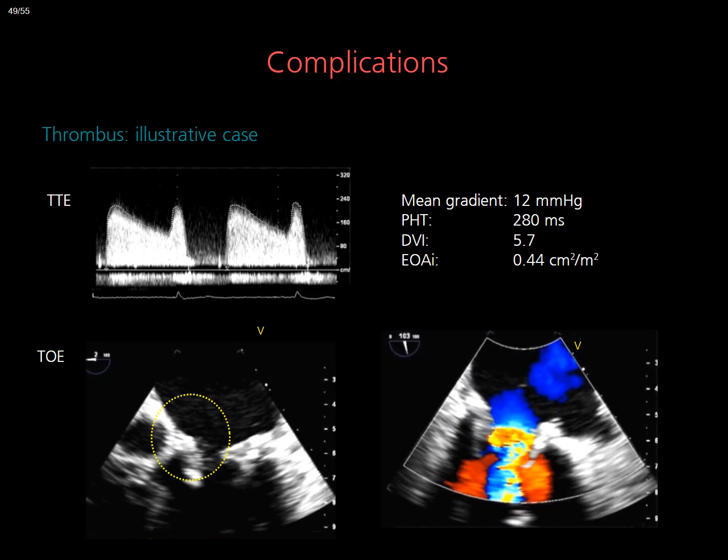TEE confirms the mechanism, demonstrating a highly mobile echogenic mass on the anterior aspect, distinct from the prosthetic leaflets, with associated leaflet thickening and restricted motion. Color Doppler shows turbulent transmitral diastolic flow, consistent with obstruction.